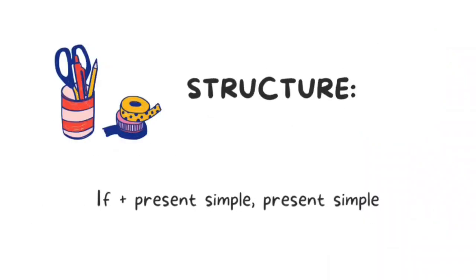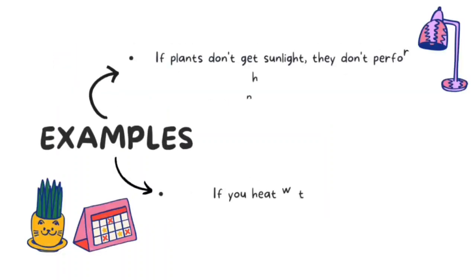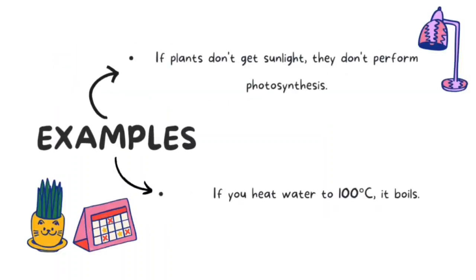And the structure of this sentence is if plus present simple and present simple again. For example, if plants do not get sunlight, they do not perform photosynthesis. That's the truth. And another example is, if you heat water to 100 Celsius, it boils.